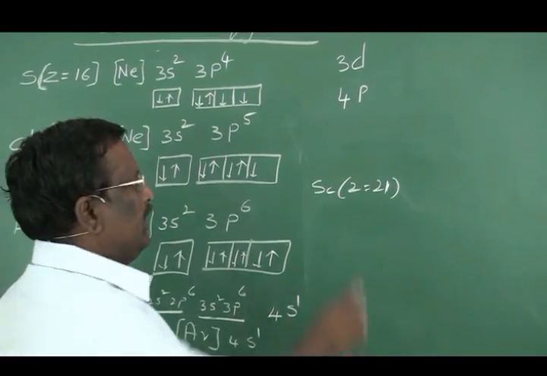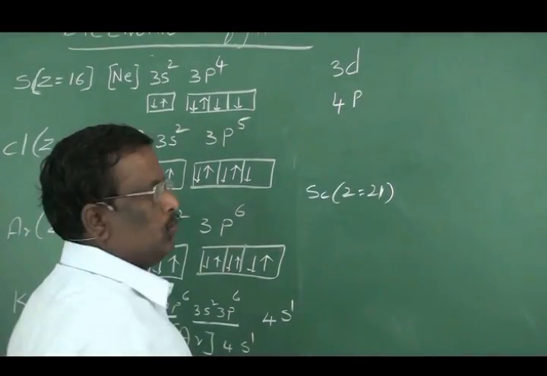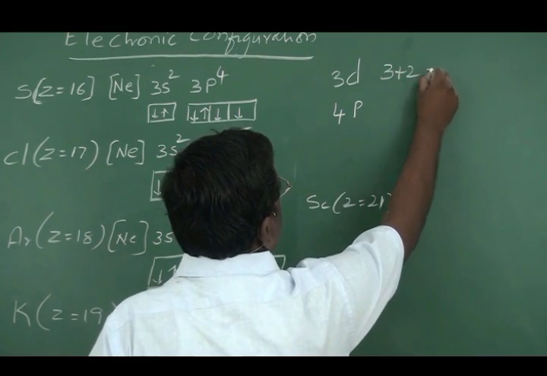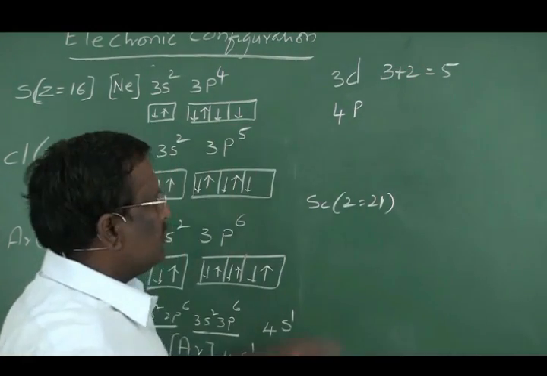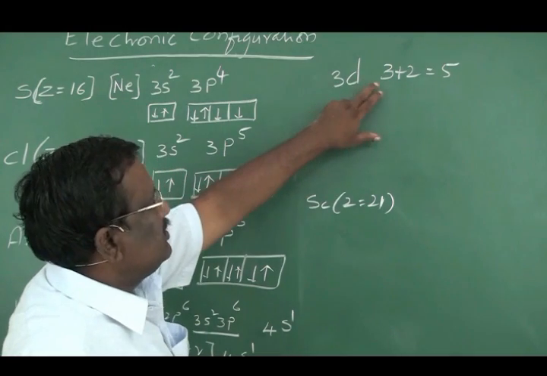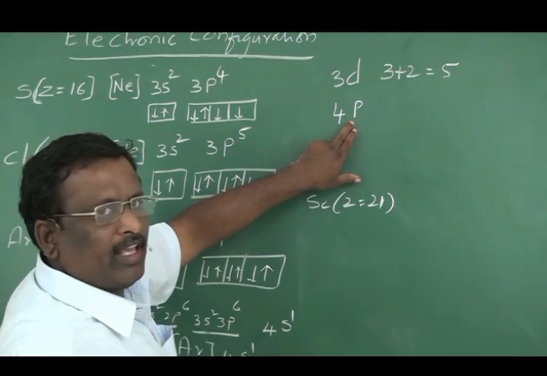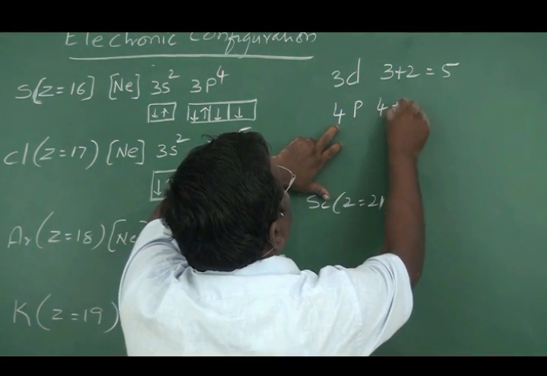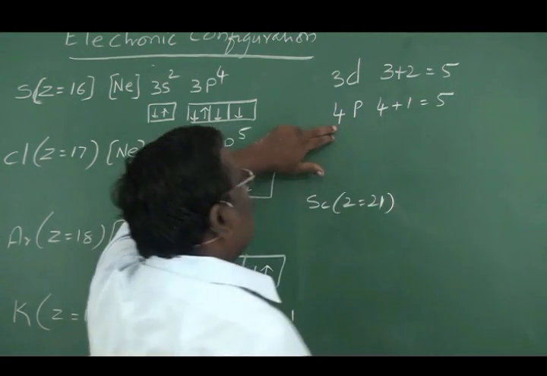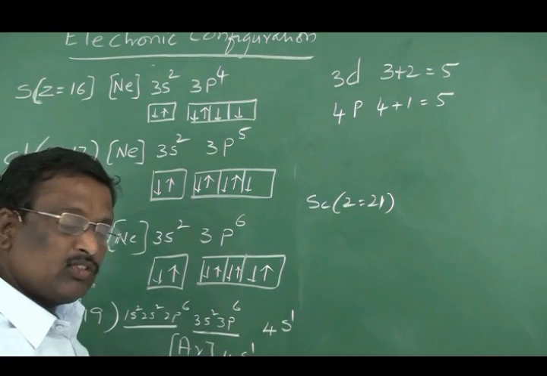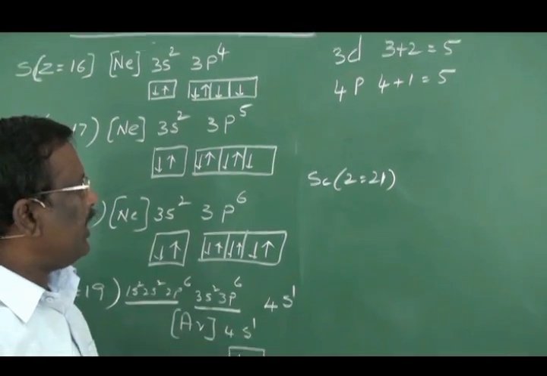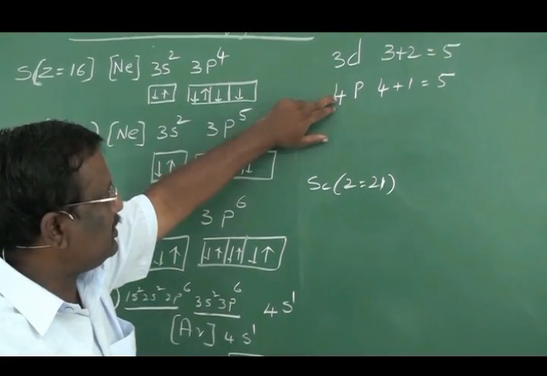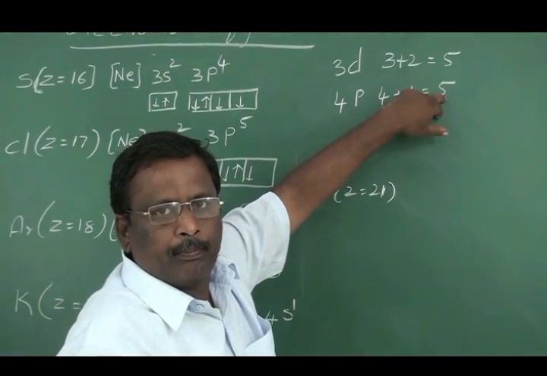Let us verify the n plus l value of these two. For the 3d orbital, n plus l value is 3 plus 2, that is 5, because the l value for the d orbital is 2 and n is 3. For the p orbital, l value is 1 and n value is 4. That's why 4 plus 1 is equal to 5. So the 4s orbital is filled. Next to 4s we have the 4p orbital, but previously there is an empty 3d orbital. The n plus l values of these two are the same.